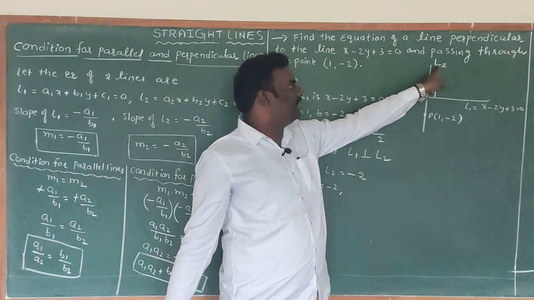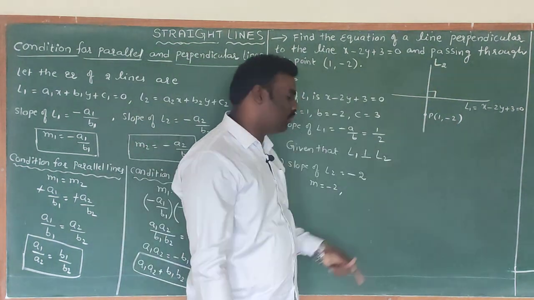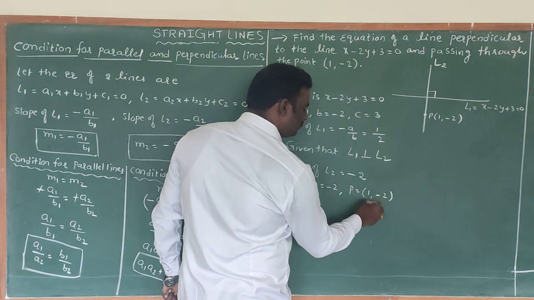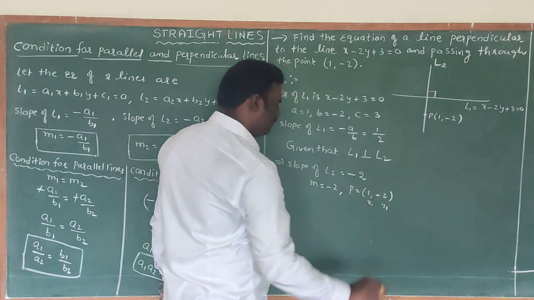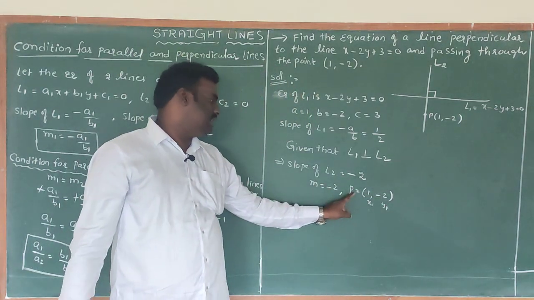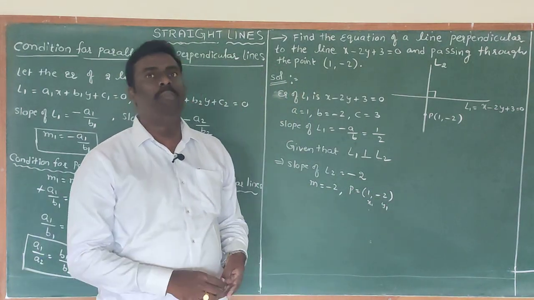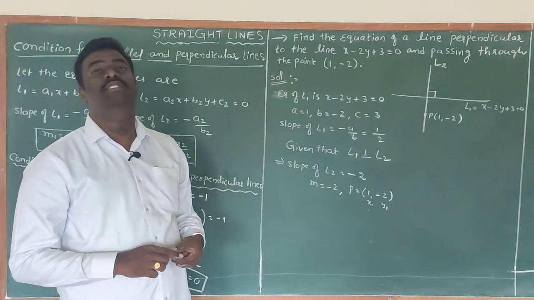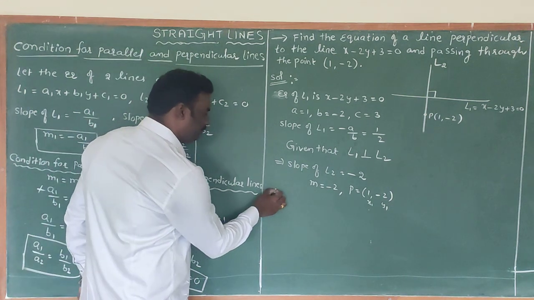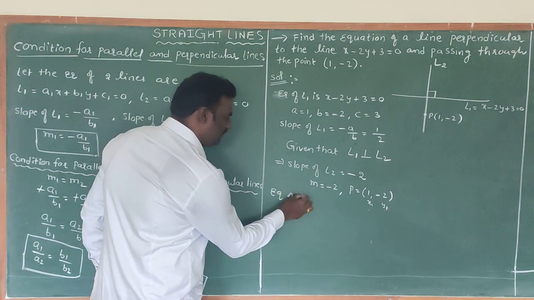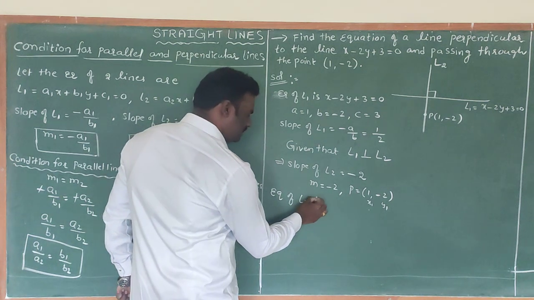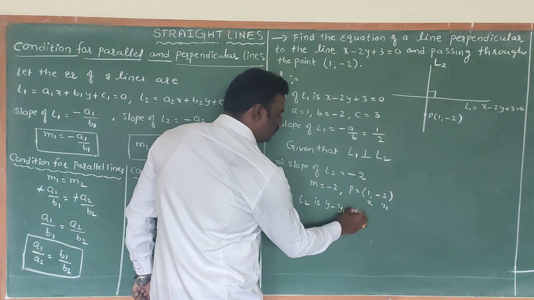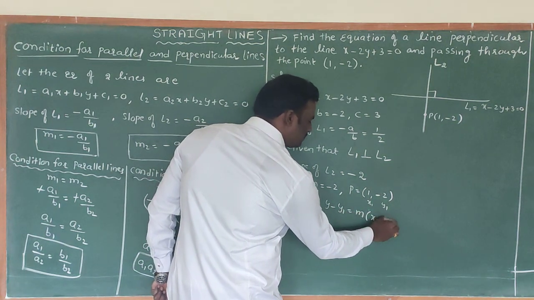And this L2 line is passing through which point? 1 comma minus 2. This is x1, y1. Finally, we know the point and slope. If you know the point and slope, which formula do we use for finding the equation of a line? Point slope form. Therefore, the equation of L2 is, what is the formula for point slope form? y minus y1 is equal to m into x minus x1.